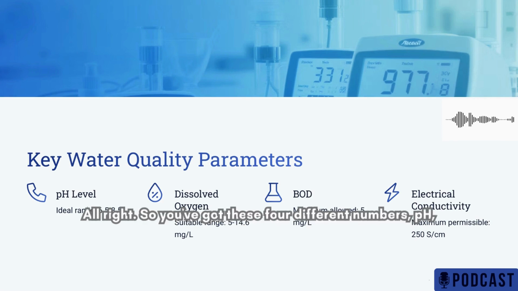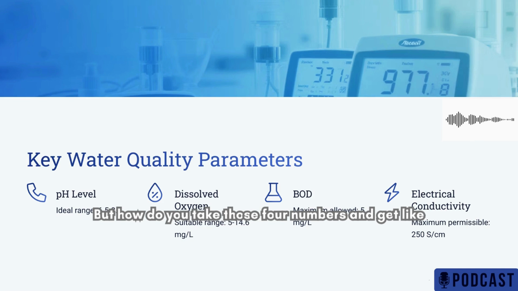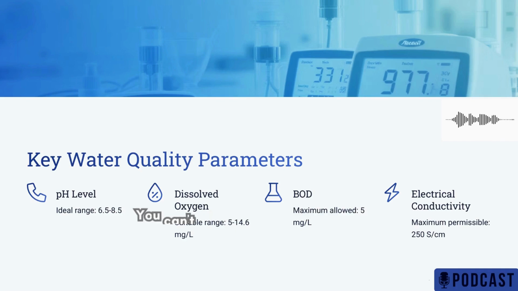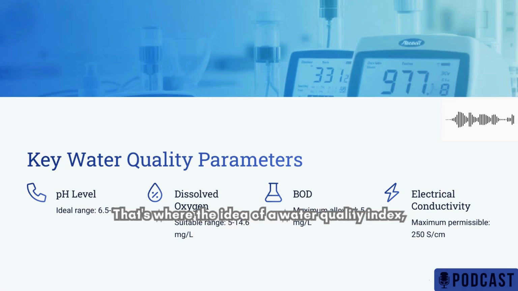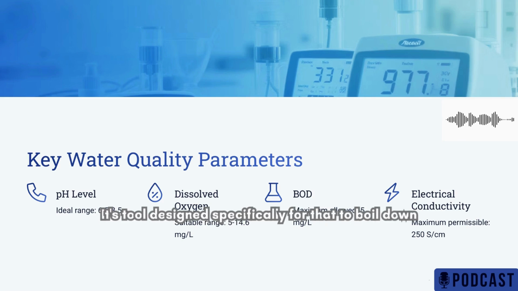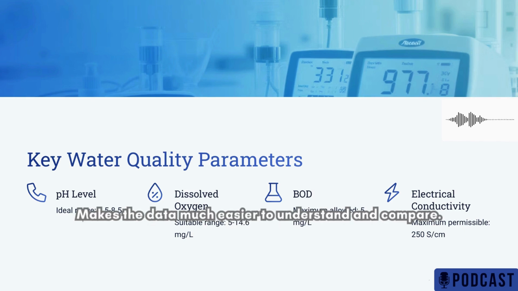All right, so you've got these 4 different numbers, pH, BOD, DO, EC. Each tells a story. But how do you take those 4 numbers and get one simple answer? Is this water good? Is it bad? You can't just juggle 4 values easily. How did the paper approach that? Yeah, exactly. That's where the idea of a water quality index, a WQI, comes in. It's a tool designed specifically for that, to boil down multiple complex parameters into a single score or category. Makes the data much easier to understand and compare.